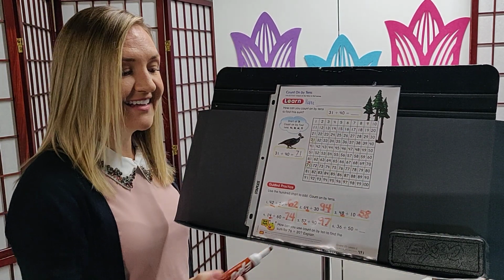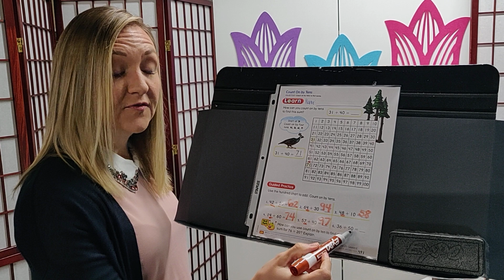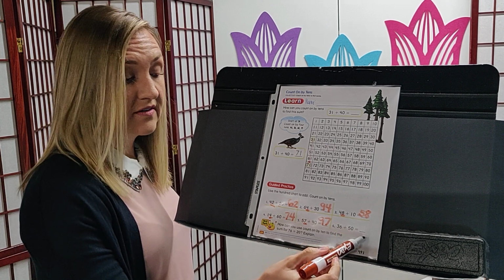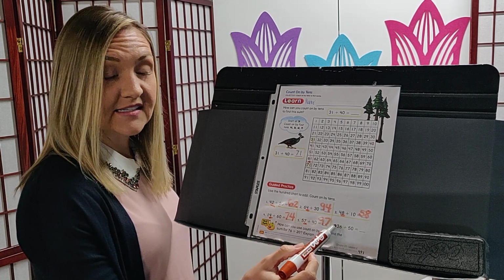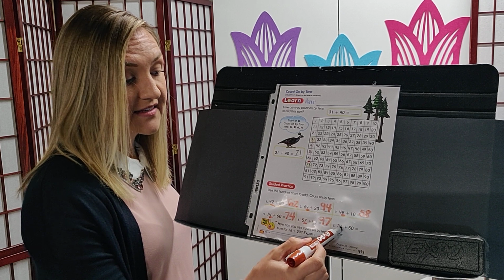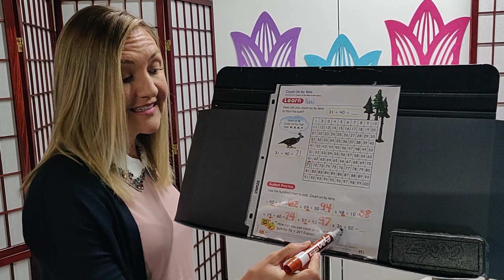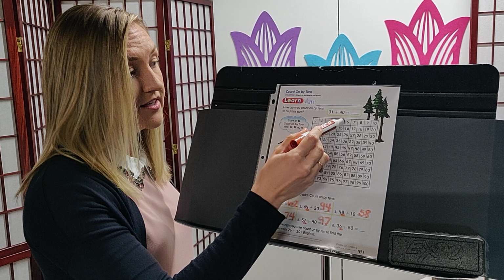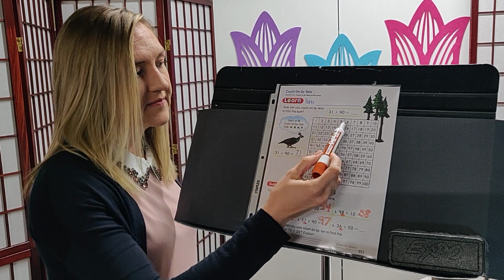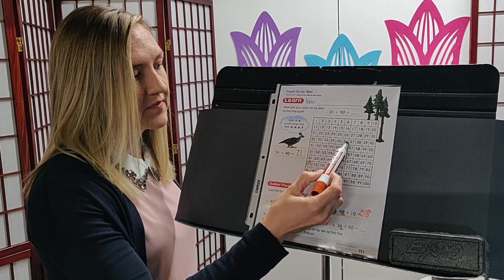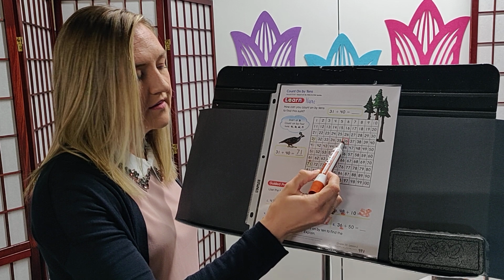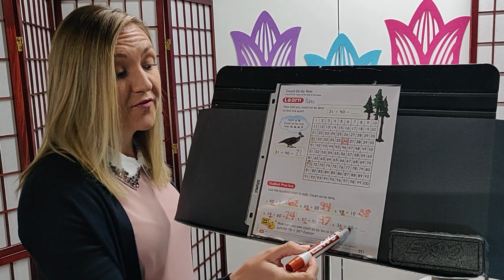Okay, last one on this side says 36 plus 50 is equal to, 36 ends with a 6 in the 1s column. So let's go to our 6 and scoot down until we find 36. Okay. Now we're going to add 50.